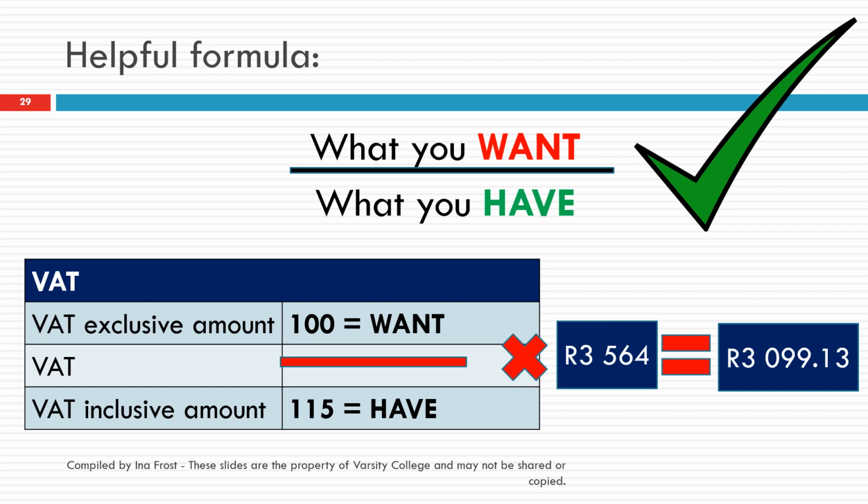And as I said, you can also work it out as easily using your formula of what you want over what you have. And that also gives us the price excluding VAT of 3,099 rands and 13 cents. So once again, play around with all the different formulas and see which of these work out the best for you. But remember, show us all your workings.